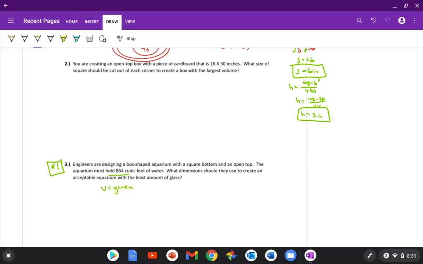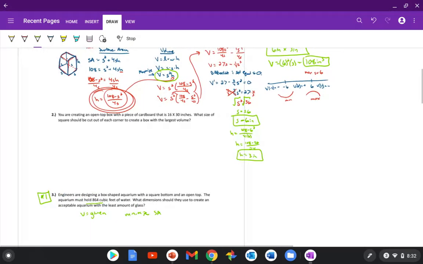And then you're going to find the dimensions you want to minimize the surface area, sort of the amount of glass, the surface area of the glass. So it's going to be kind of the opposite. You're going to be given volume. You're going to solve for one of the dimensions. But again, notice it is a square bottom and an open top. So it's going to be sort of the same deal. It's just you're going to be given the opposite one.